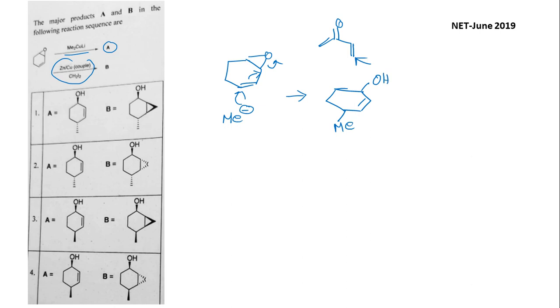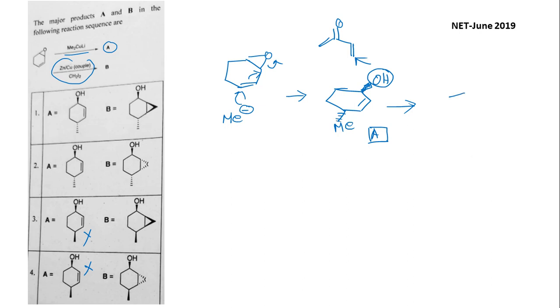Now if you follow this trans for A, these two are cancelled. Now among 1 and 2, this is the structure of A. Now next, the Simmons-Smith reaction, where C=C double bond cyclopropanation takes place. Now cyclopropanation will take place in such a way that the OH group, if you consider it as above the plane, as it is given in the option, and this is below the plane.